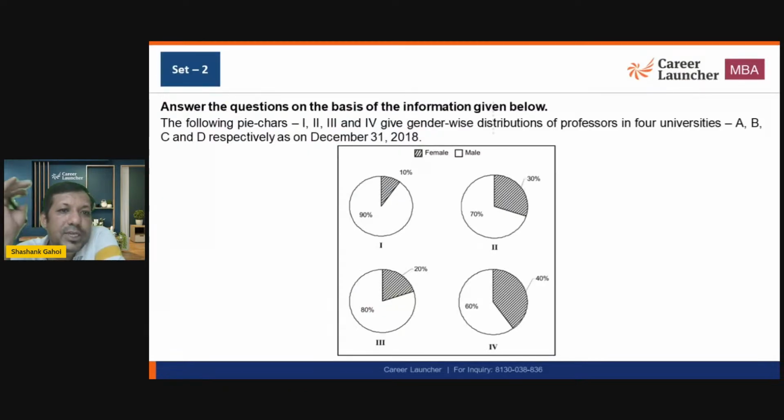The following pie charts 1, 2, 3, 4 give the gender-wise distribution. Okay, there are 4 universities, given respectively. It means 1 represents A, 2 represents B, and in 1 it says 10% is female, 90% male. In B it says 30% is female, 70% male, and this is C, 20% female, 80% male, and D, 40% female and 60% male.